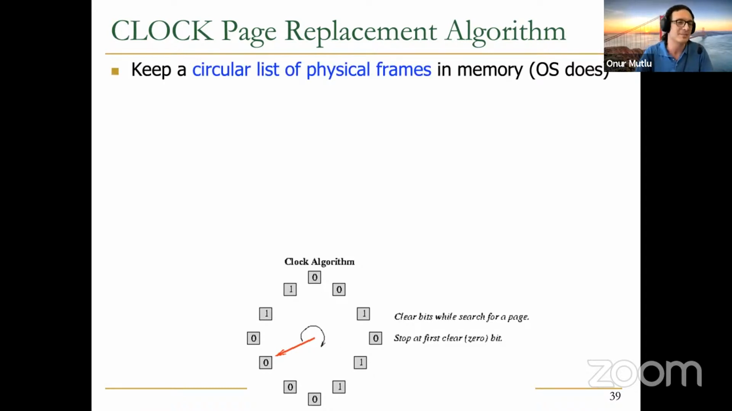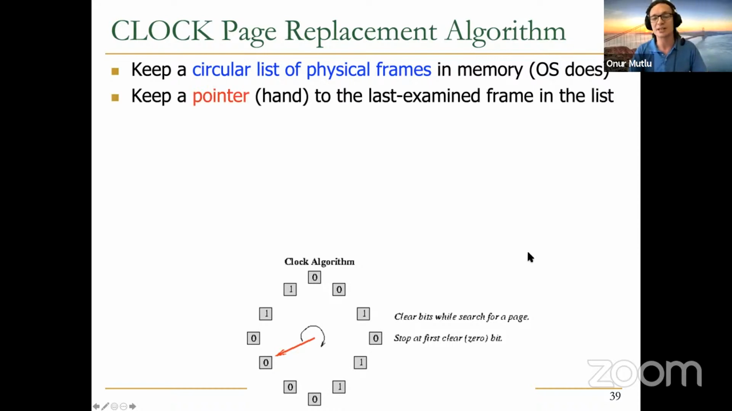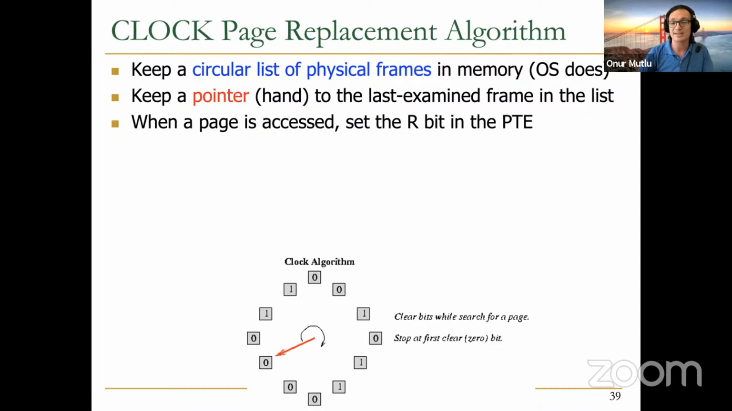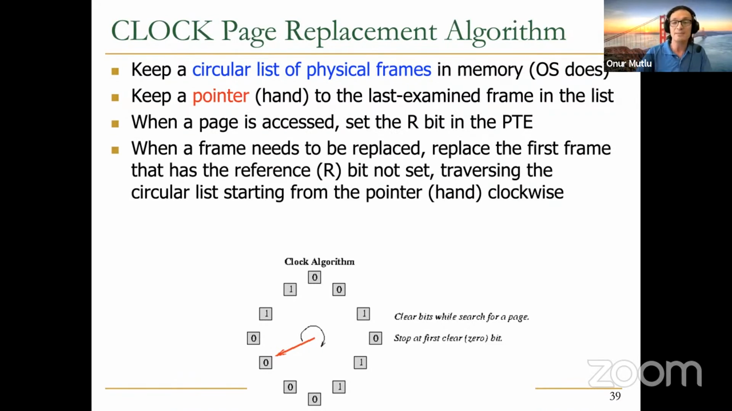So I've given you the idea, but let's go through it relatively quickly also. I keep a circular list of physical frames in memory. The operating system does all of this, basically. Keep a pointer or hand to the last examined frame in the list. When a page is accessed, you set the reference bit in the PTE. Remember, I showed you those. When a frame needs to be replaced, pick the first frame that has the reference bit not set, 0, traversing the circular list starting from the pointer hand clockwise.